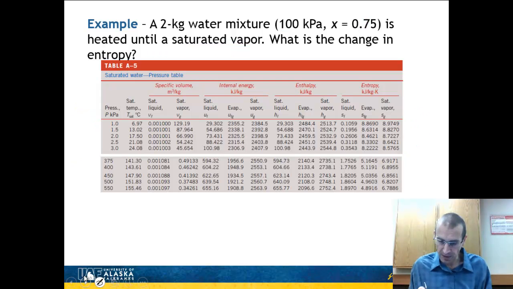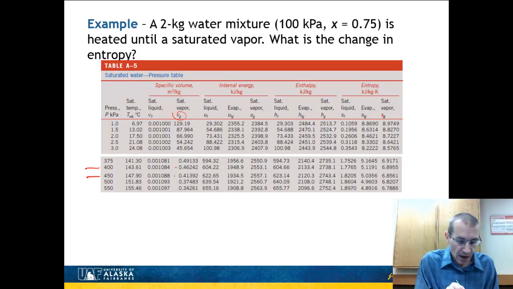So let's go ahead and look at the tables for that. Here I've got an excerpt from table A5, and here are my VG values. I was looking for 0.434, so it's going to occur somewhere between 400 and 450 kilopascals. And so I've got a saturated vapor for entropy. There's my SG values, and it's going to be something between 6.8955 and 6.8561. So let's determine that by interpolation.